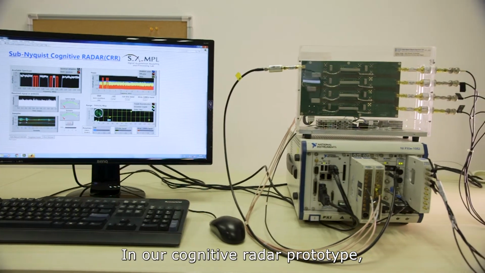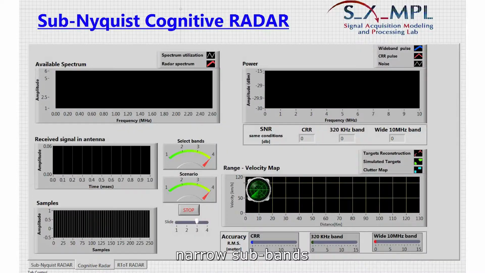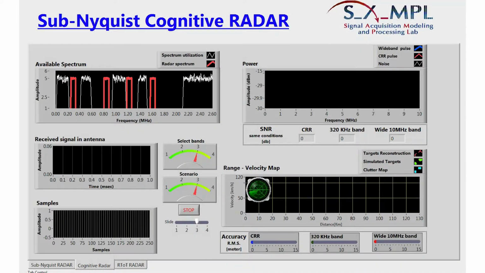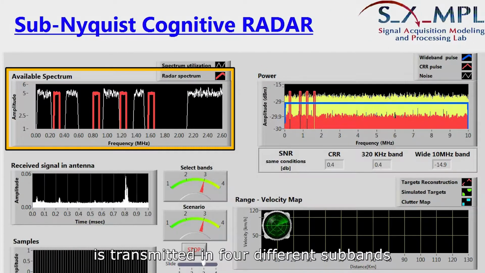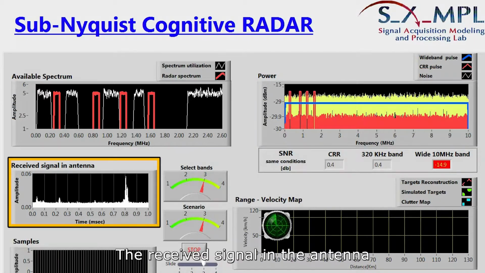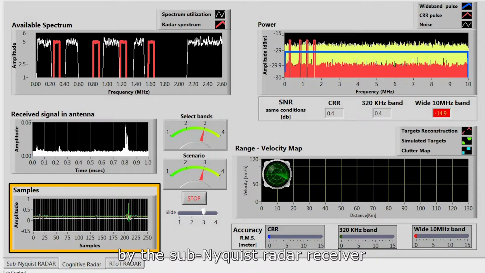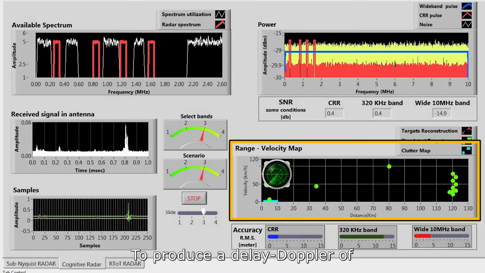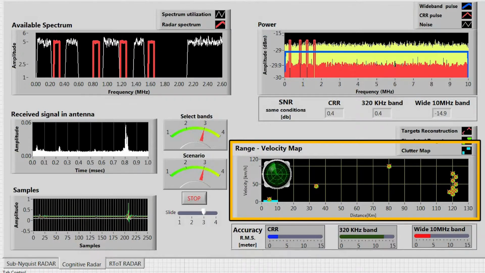In our cognitive radar prototype, the waveform generator limits the transmit signal to only 4 narrow subbands. For example, here the radar signal is transmitted in 4 different subbands in the spectrum shared with other services. The transmit power in these 4 bands is higher than a wideband radar signal. The received signal in the antenna is sampled only in 4 subbands by the sub-Nyquist radar receiver to produce a delay-Doppler map of detected targets without loss of resolution.